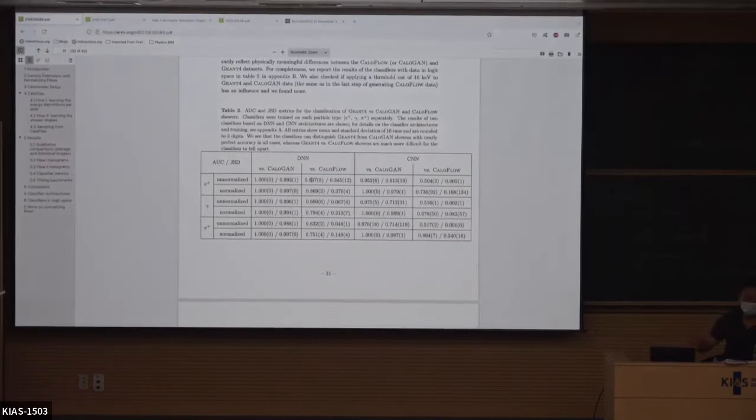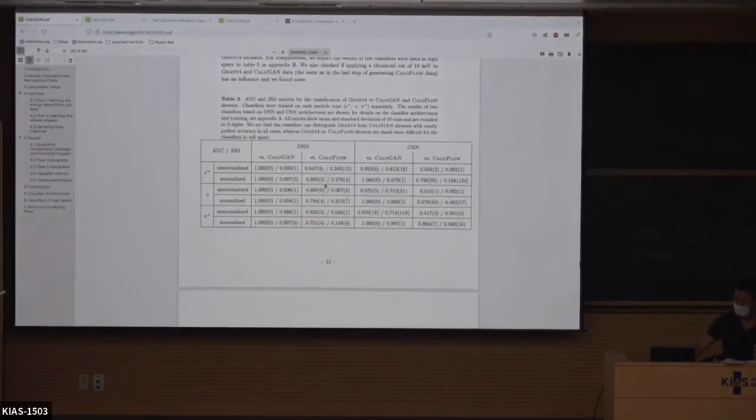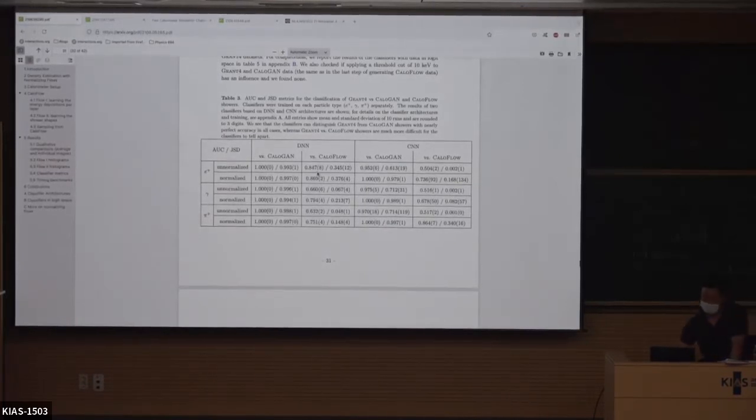Apparently this might be the first time any generative model has passed this classifier test, gotten a score less than 1. At least I'm not aware of any case in the literature, including the ML literature, where any generative model got a score less than 1 on a reasonably high dimensional task like this.